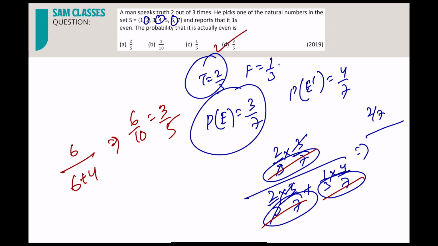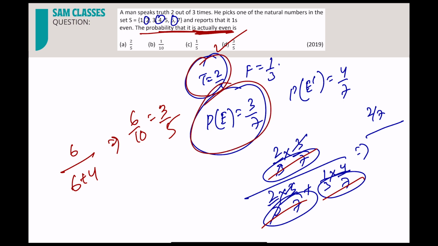That's it. Clear, everybody? So basically what is the probability we have to find? The probability that it is actually even. He picks up one of the natural numbers and reports that it is even, knowing that it is actually even. So that is equal to what?